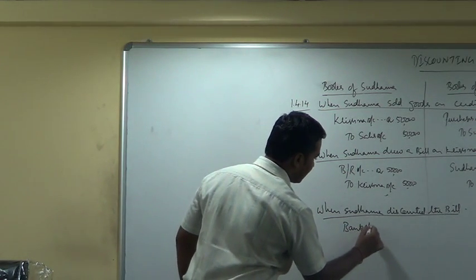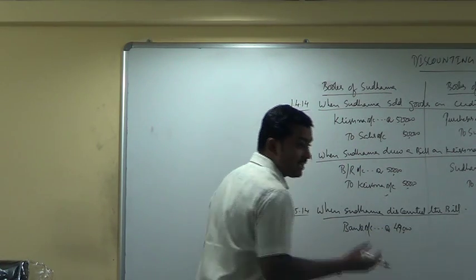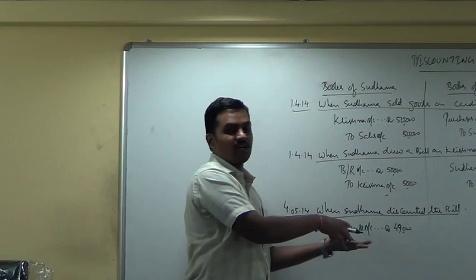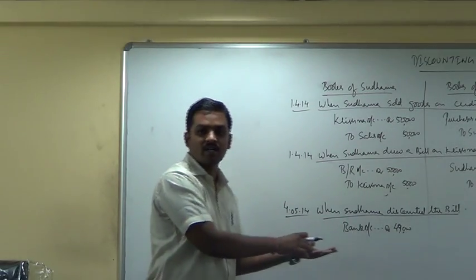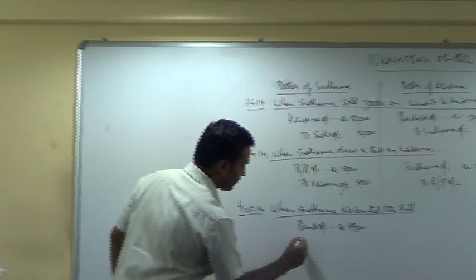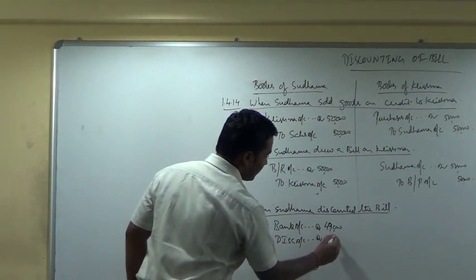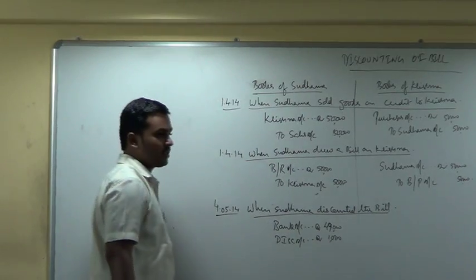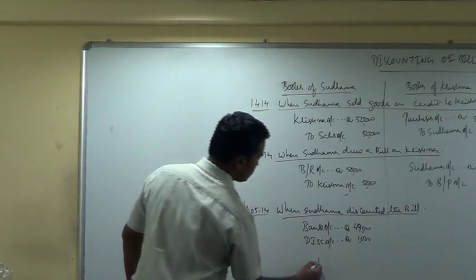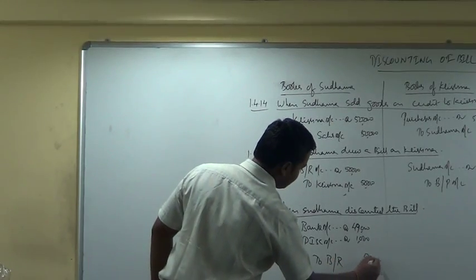Bank account debtor 49,000. Money is received in Sudama's bank account. Are you able to understand? Bank account debtor 49,000. Loss is there. Discount account debtor, nominal account, expense, loss, debit 1,000. To bills receivable account 50,000.